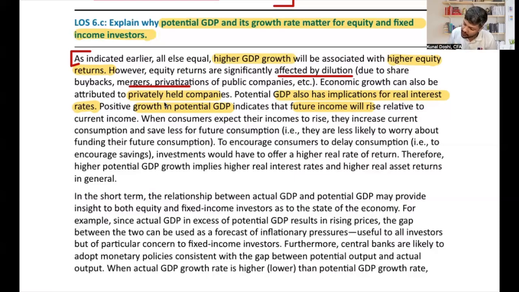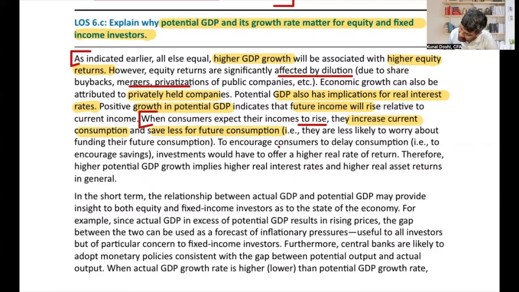So see what happens when consumers expect their incomes to rise: they increase current consumption and save less for the future, because they know it will be compensated by future high growth in earnings, right? Everyone in the class, right? So again, I'll repeat: whenever I am expecting my salary to increase, I will start consuming more right now because I'm less worried about the future, because my income will increase. So consumers behave in this manner, right? What is the purpose of this? The conclusion is that they are less likely to worry about the future.